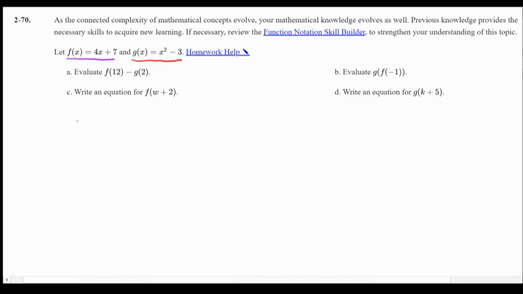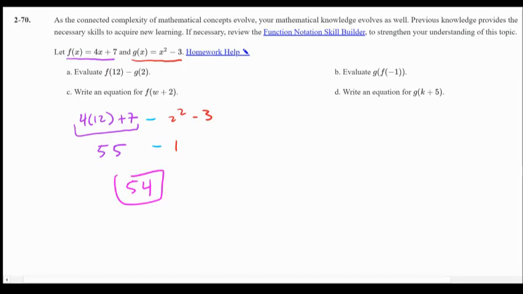So f of 12 is going to be 4 times 12 plus 7, and then minus g of 2, which is just going to be 2 squared minus 3. So I'm going to evaluate f of 12 first here. I get 4 times 12, which is 48, plus 7, which is 55. Then I'm going to evaluate g of 2. So 2 squared is 4, minus 3 is 1. And then when I do all this, 55 minus 1 is just 54.